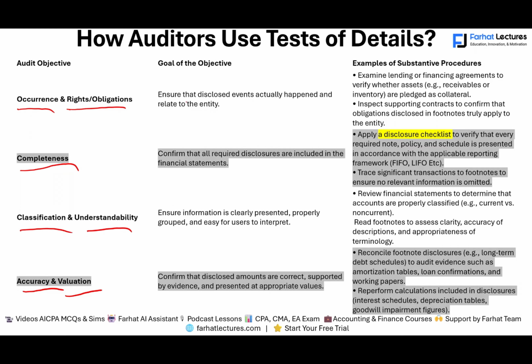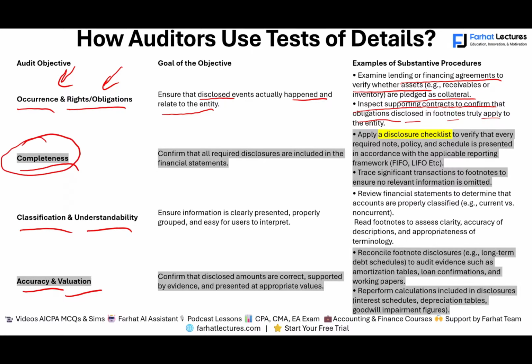Occurrence and rights and obligation. The goal of the objective is to make sure that the disclosed events actually occurred and relate to the entity. For example, you would examine lending and financing agreements to verify whether assets, receivable, or inventory are pledged as collateral. Did that actually happen? And if it's pledged, do we have the right to it? We would inspect contracts to confirm that obligations disclosed in footnotes truly apply to the entity.